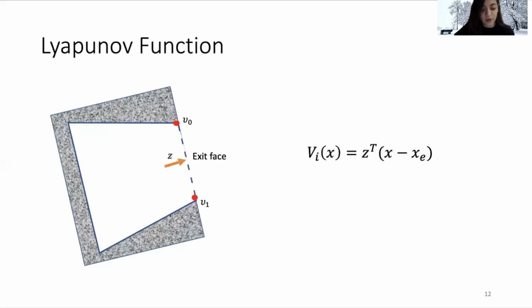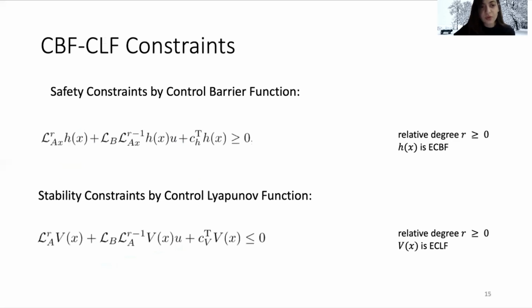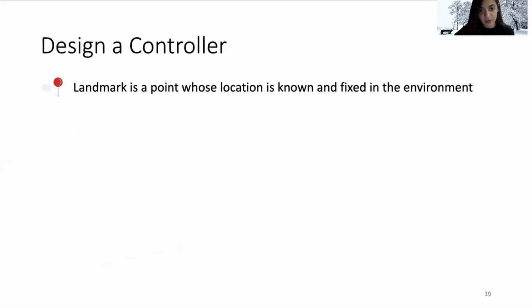Vector z is the norm of the exit face which we want to pass through, and xe is a point on the exit face. We define the Lyapunov function as a function of vector z and xe, and the Lyapunov function measures the distance between the position of the robot and the exit face up to a constant. We want to satisfy the safety constraints by the control barrier function and the stability constraints by the control Lyapunov function.